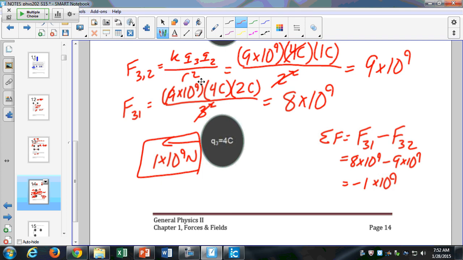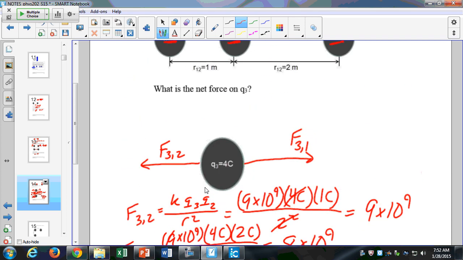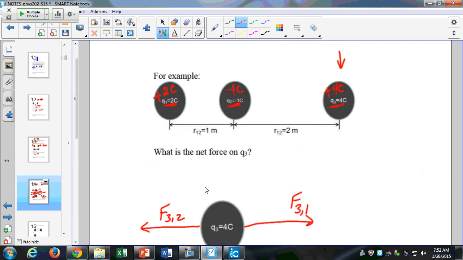So that means that F31 is weak, I guess, weaker than F32. That's right. Let's see, how did that work out? Q1 is a bigger charge by a factor of 2, but it's further away, so it works out that yeah.